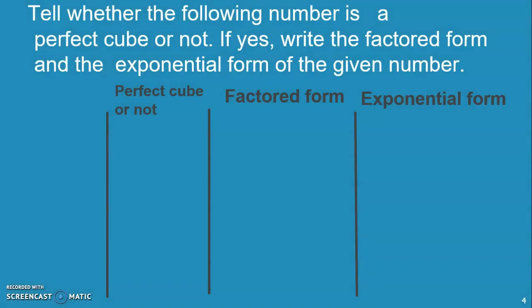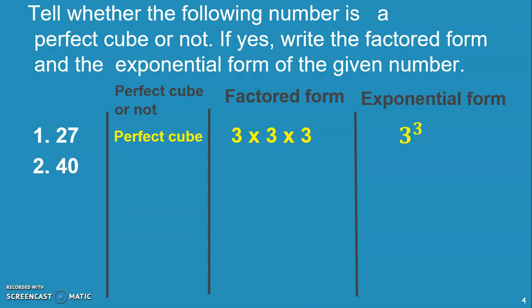Okay, tell whether the following number is a perfect cube or not. If yes, write the factored form and the exponential form of the number. Number 1, we have 27. Perfect cube or not? Yes, it's a perfect cube. And the factored form is 3 times 3 times 3. Then, exponential is 3 cubed. How about number 40? It is not a perfect cube.